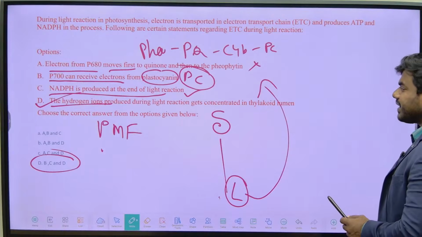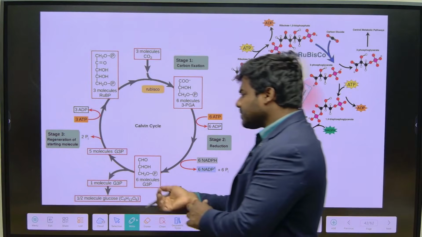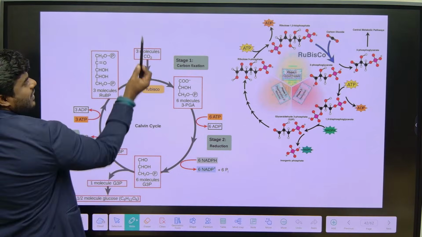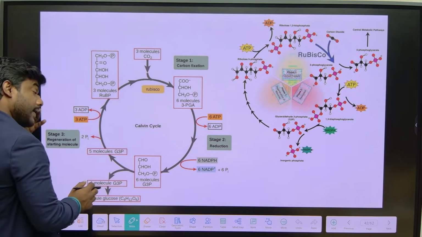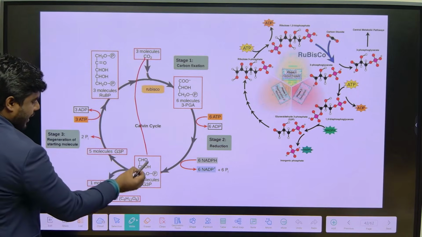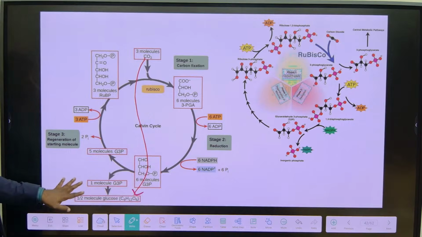We have to go a little faster. Okay, I'll explain this. Focus, all of you, correctly. As we all discussed very clearly, our ultimate goal of the dark reaction is fixing the carbon into glucose. This is our ultimate goal.